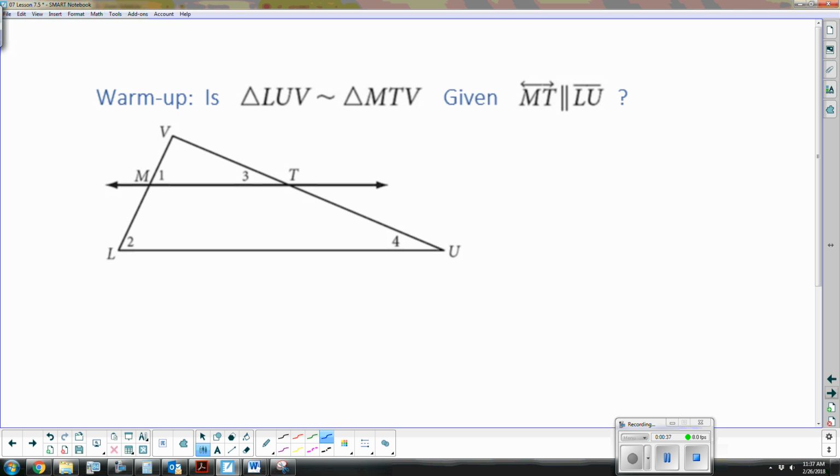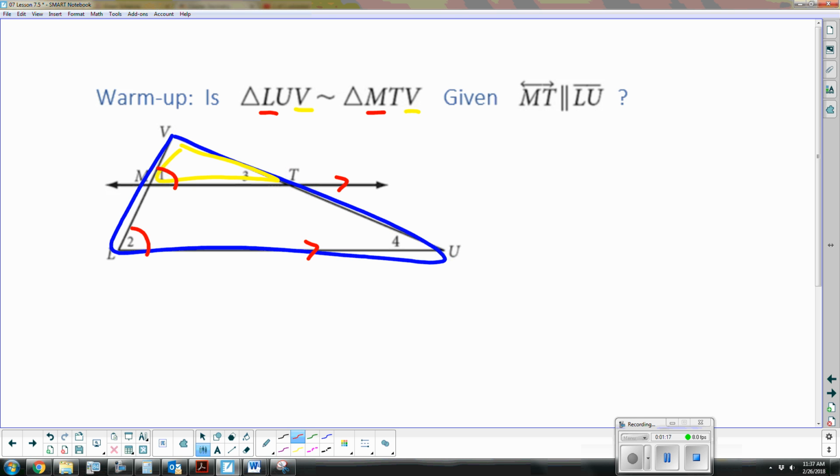In this first example, looking at these two triangles, LUV, which is this whole triangle, the question is: is it similar to MTV? Are those two triangles similar? Well, we know that angle B and angle B are congruent, so we need one other pair of congruent angles. If these two lines are parallel, then we know angle 1 and angle 2 are going to be congruent because they're corresponding angles.